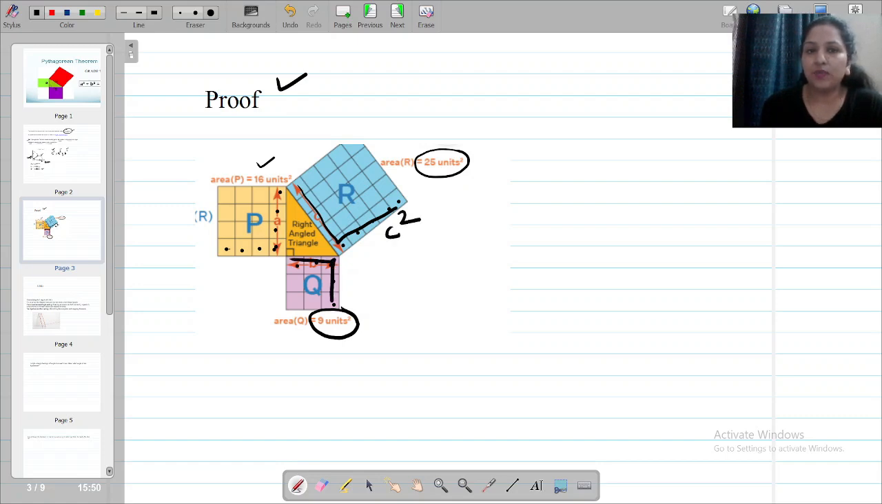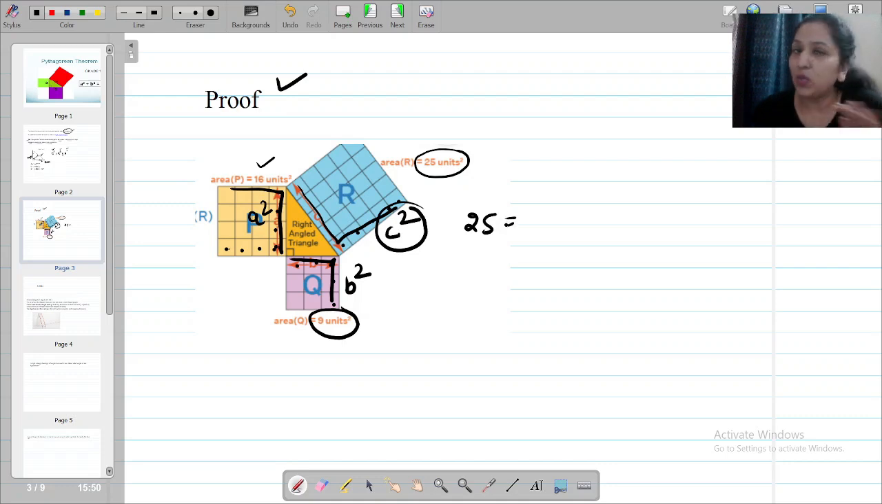B into B, area is B square, and A into A, area is A square here. Let us see if actually there is a relationship between these three numbers. As per Pythagoras, the longest side square, that means 25. I'm not taking 25 square. The side is 5 and 5 square is 25. I have already taken the square. So 25 should be equal to the sum of the other two.